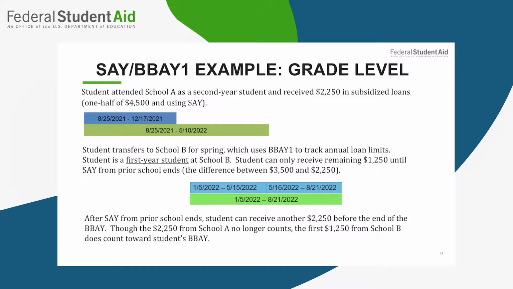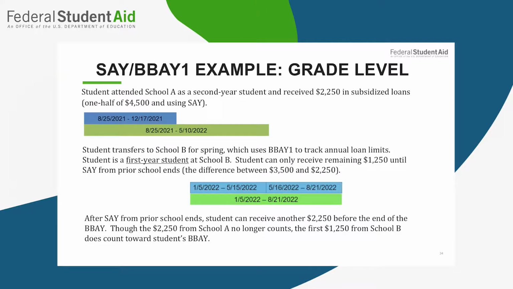Although that original $2,250 from school A no longer counts, the first $1,250 from school B does count toward the student's borrower-based academic year. And since the student only received $1,250 in their first portion of their borrower-based academic year, and the student's still a first-year student, that means the student could borrow an additional $2,250 if they chose to.